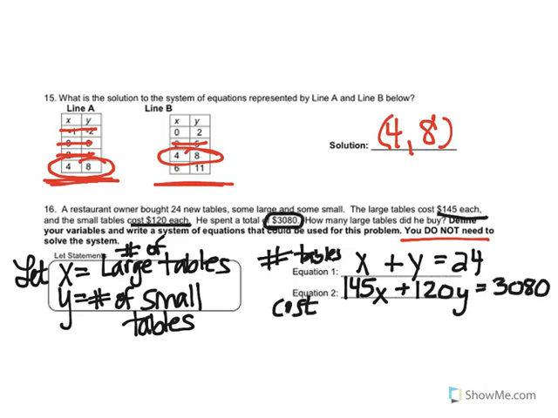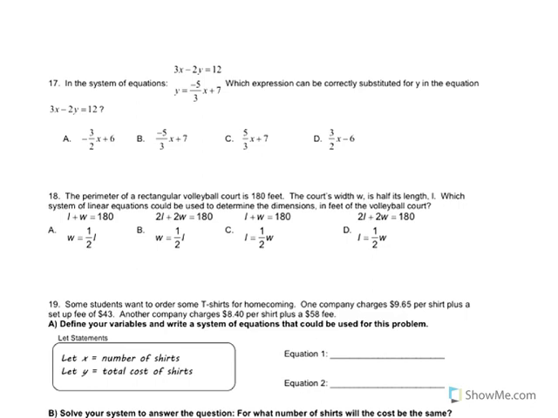Okay, let's go to the next page. Okay, on number 17, I don't want you to get freaked out by this question. Just read it. It's really very simple. It says, in this system of equations, and we have two equations here, 3x minus 2y equals 12, and y equals negative 5 over 3x plus 7. It says, which expression can be correctly substituted for y in this equation?